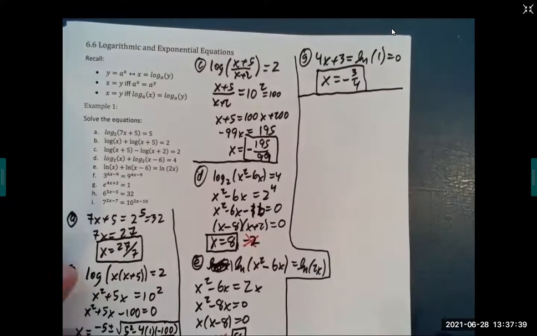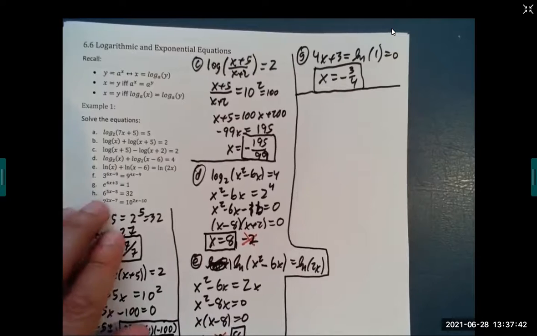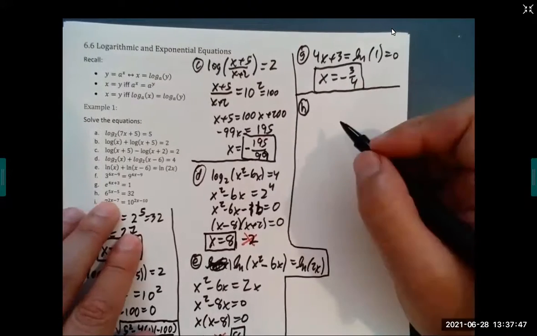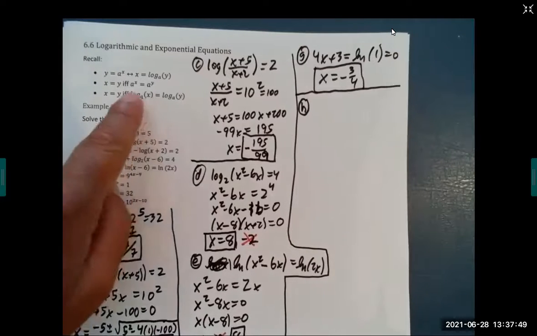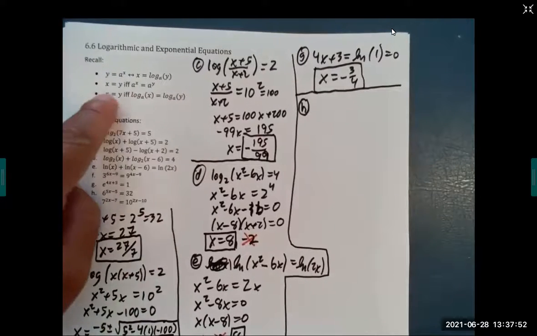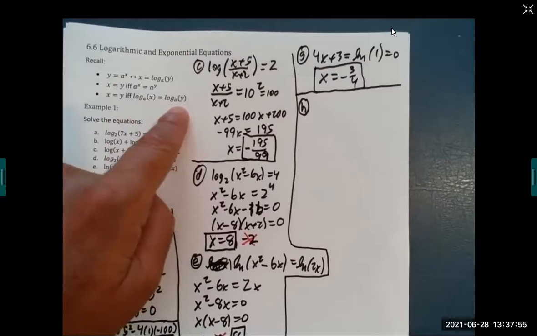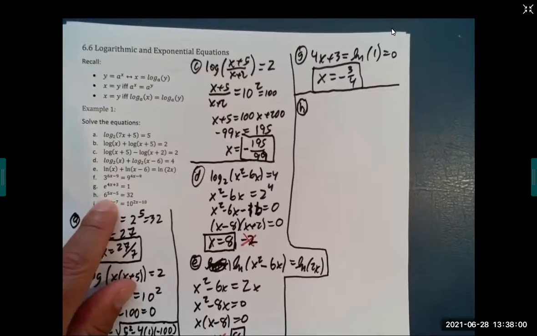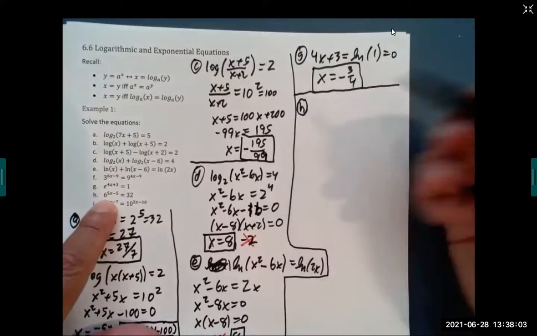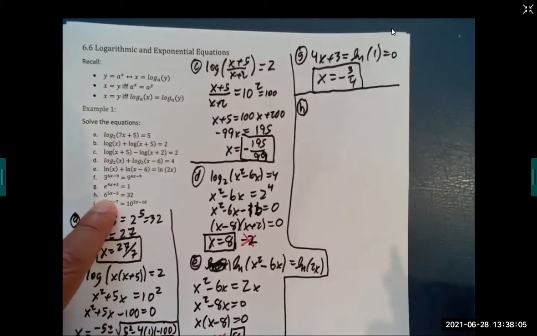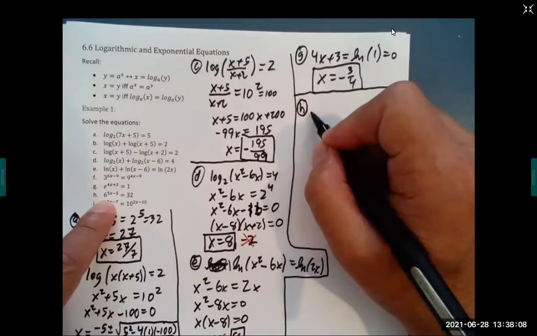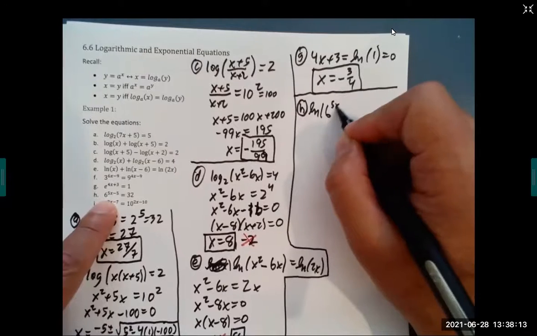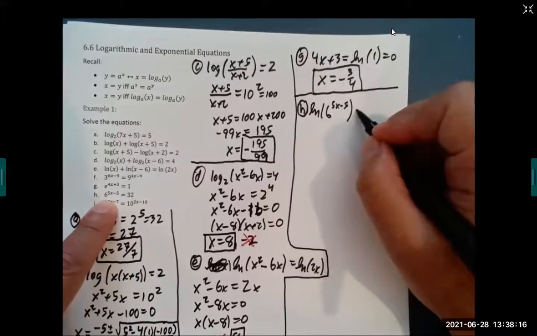All right, H and I. H isn't too bad, I is a little crazy. So here's what I'm going to do. I'm going to use this rule here, where I have two things that are equal, and I can take the log of any base I want to both sides of the equation. It doesn't matter, base 10 or the natural log. I'll do natural log. So natural log of 6 raised to the 5x minus 5 power equals ln of 32.